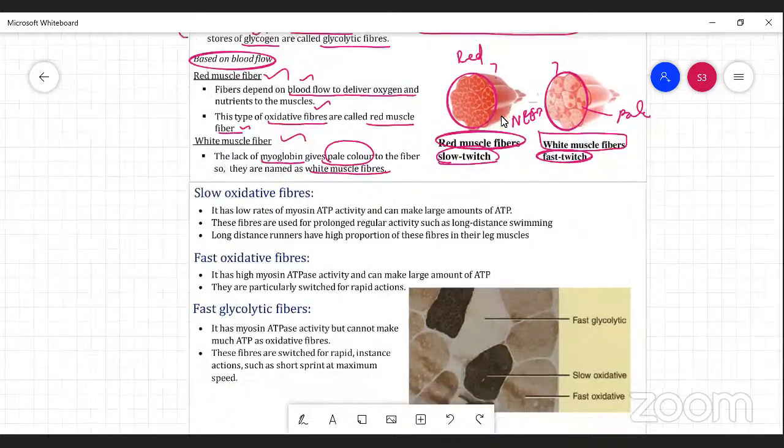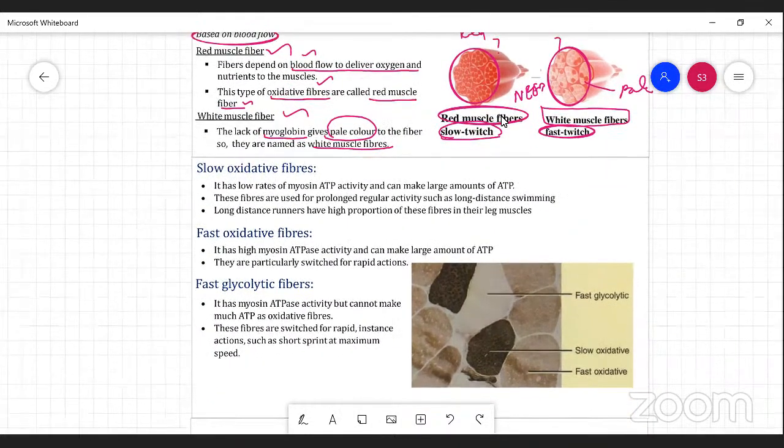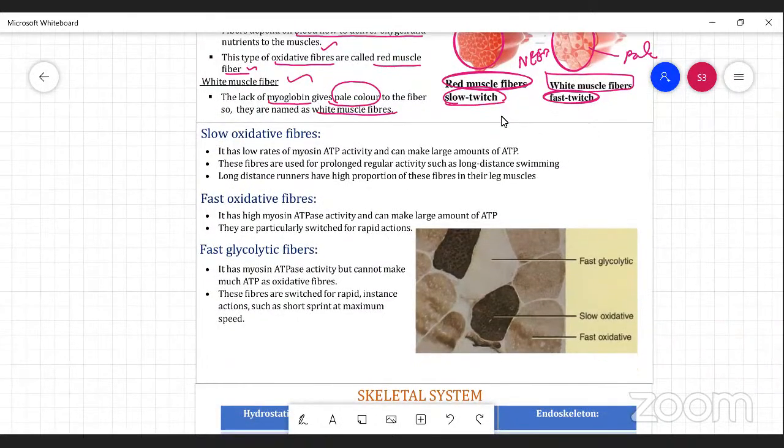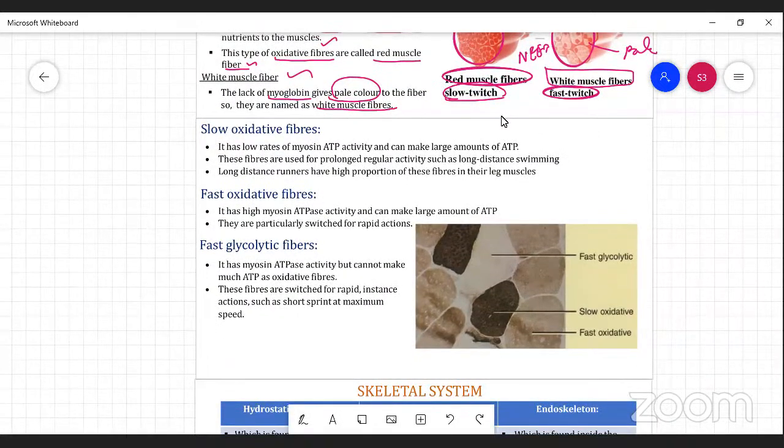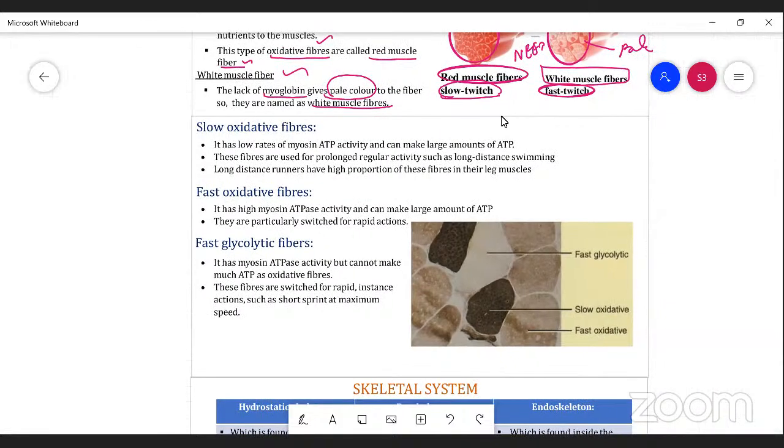The muscle fibers are also classified into different types. Another classification: the muscle fibers are classified, as we already know, based on the mitochondria and based on the blood flow. Based on the mitochondria, it is divided into two types: the oxidative muscle fiber and the glycolytic muscle fiber. Based on the blood flow, it is divided into red muscle fiber and white muscle fiber.